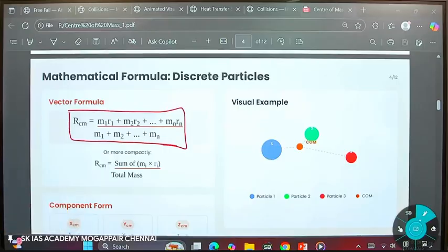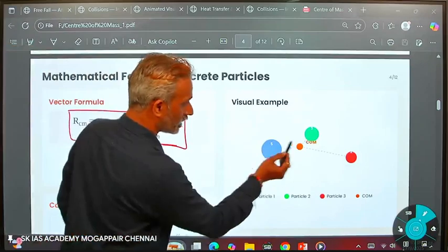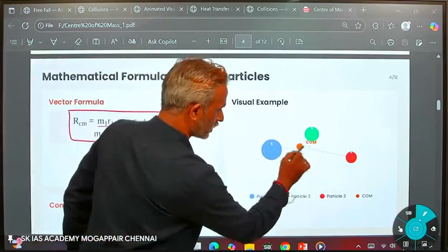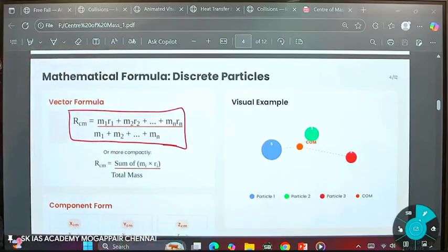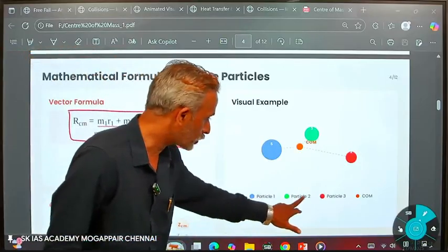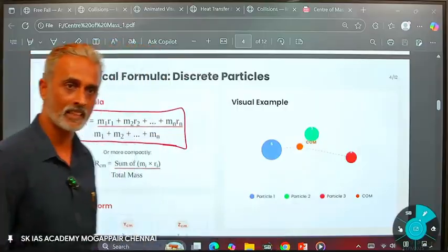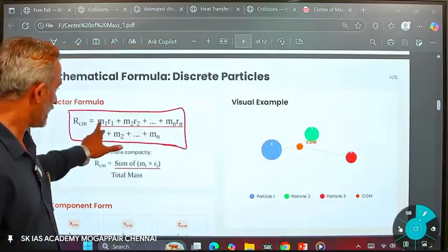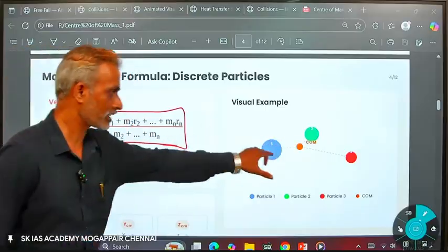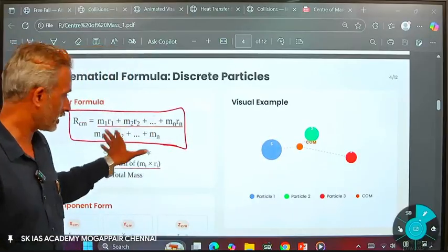Okay, suppose there are many bodies, like 1, 2, 3, 4. This is particle 1, 2, 3. You have to find the center of the mass. Same one, M1 this one, M2 this one, and M3 like that.